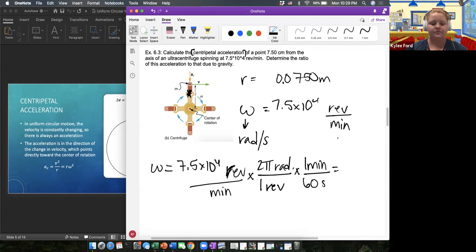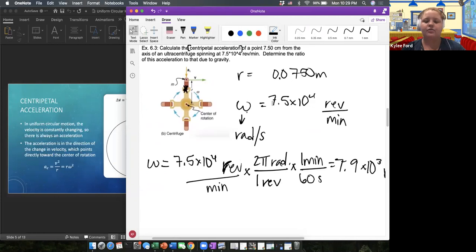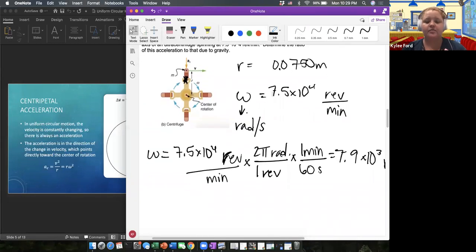So we will grab our calculator and multiply this out. I get 7.9 times 10 to the third, and again, this is now in radians per second. All right, so again, we're not done. That was just one little portion of this problem.